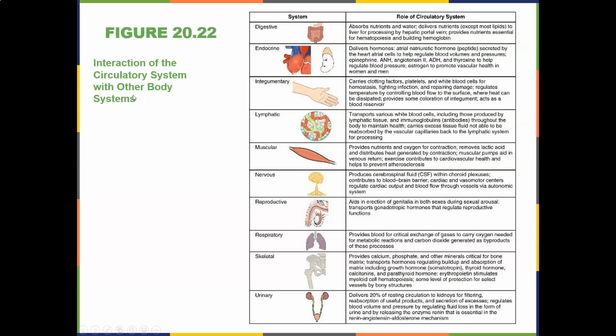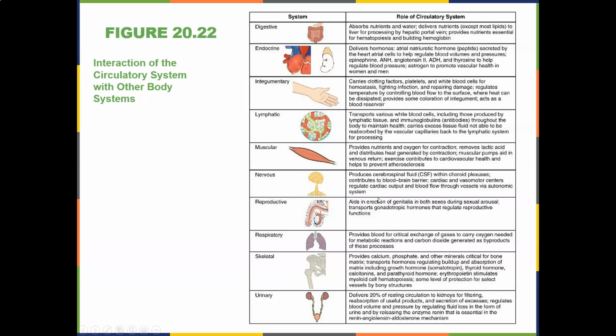Okay. Now, the interaction of the circulatory system with other body systems, there's a huge amount of interactions. So let's talk about the digestive. Well, the role of the circulatory system is to absorb nutrients and water, deliver nutrients to the liver for processing by the hepatic portal vein, and provide nutrients essential for homeostasis and building hemoglobin. The endocrine system, the skin, carries clotting factors. The muscular system, of course, provides nutrients and oxygen for contraction, removes lactic acid, and distributes heat generated by contraction. Muscular pumps aid in venous return. Exercise contributes to overall cardiovascular health and helps prevent arteriosclerosis.